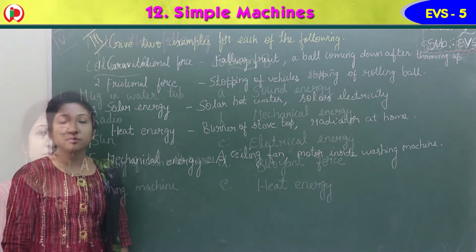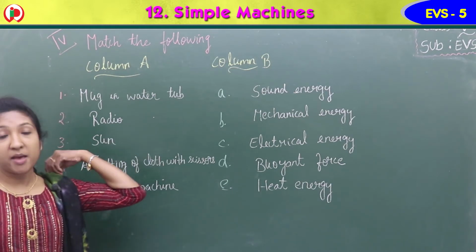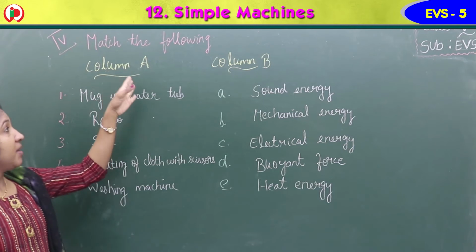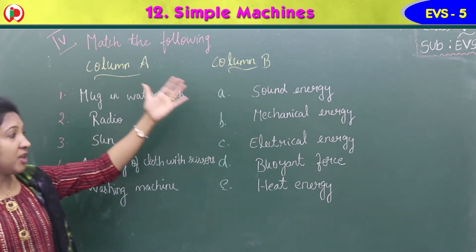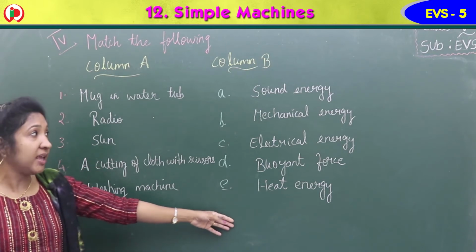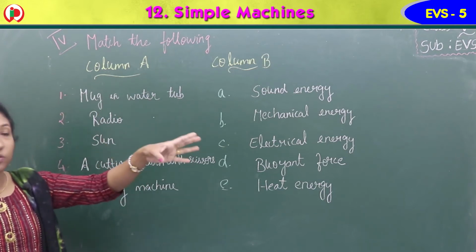Okay? Children, coming to the next exercise in the workbook, exercise 4. Match the following. Column A, column B. In column A, you have some words given 1 to 5, and in column B, you have A to E: A, B, C, D, E. You have to match both the words, which is a correct matching. You have to do that.